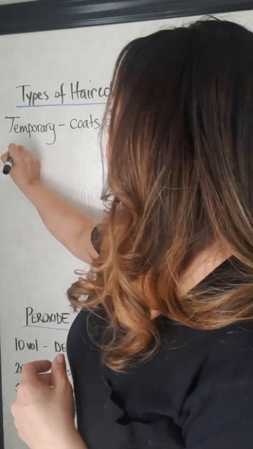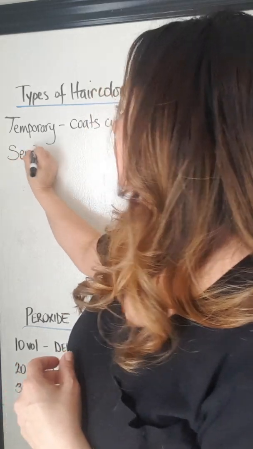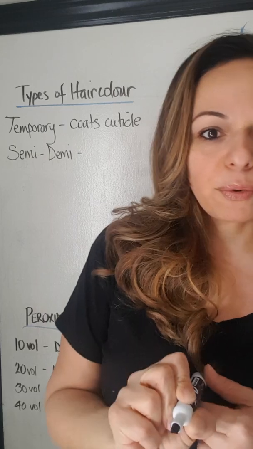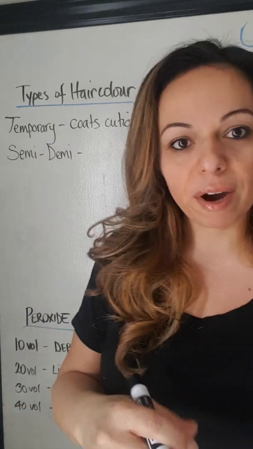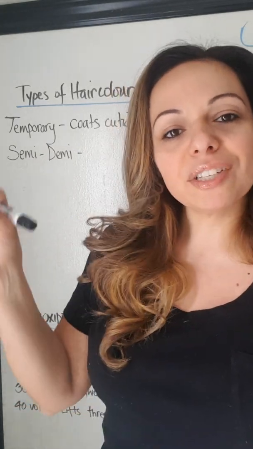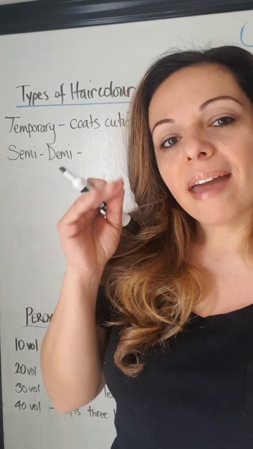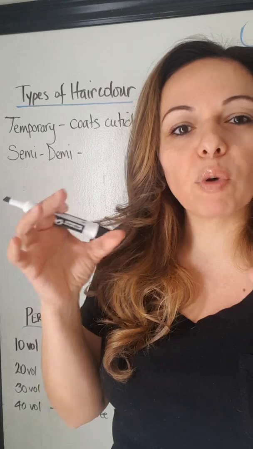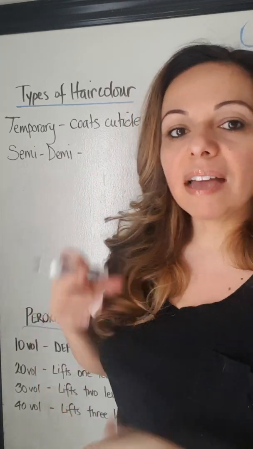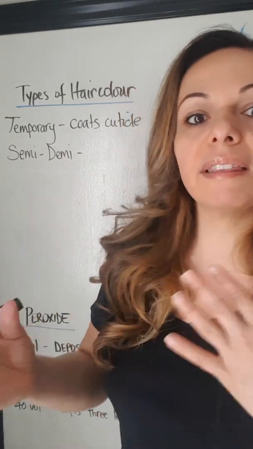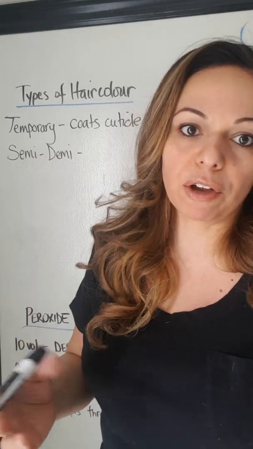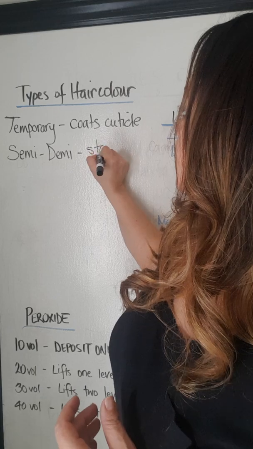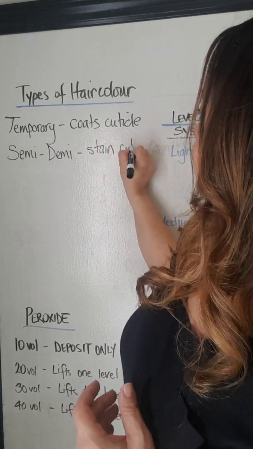The next category I'm going to talk about is semi-permanent and demi-permanent hair colors. Okay, these last longer than the temporary because they actually stain the cuticle and lift the cuticle layer slightly to get just beneath it. So it's more of a stain that lasts several washes, could last a couple of weeks depending on how often you wash your hair. So semi and demi is more of a stain. It stains the cuticle layer.